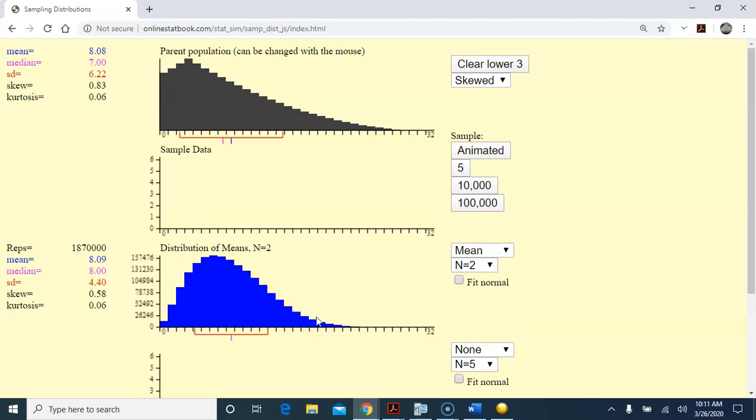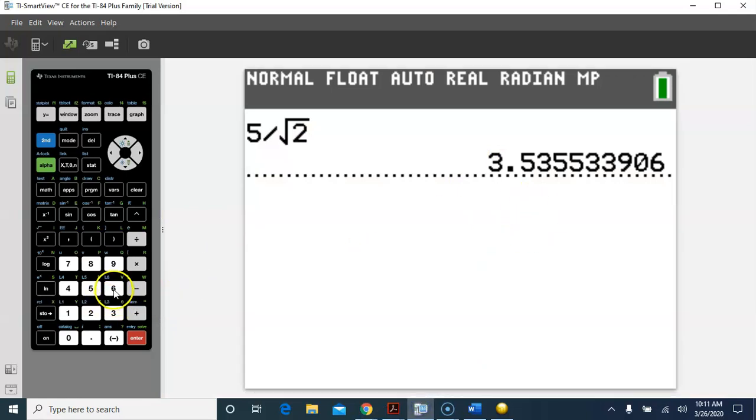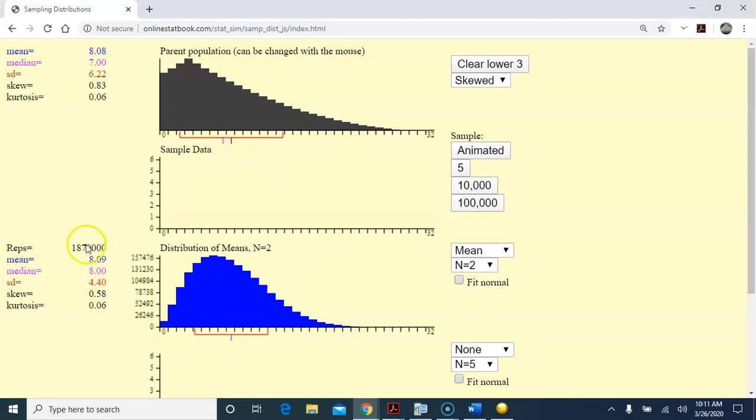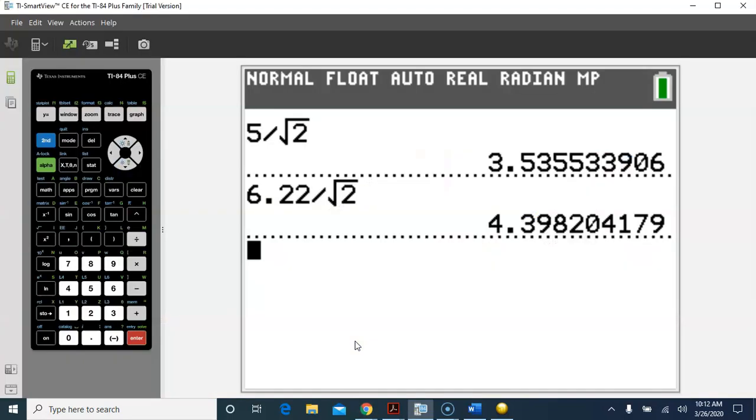Now notice the other 2 formulas are still working. The mean of the population is 8.08. The mean of our x bars is about 8.08. The standard deviation of the population is 6.22, and 6.22 divided by radical n is 4.39, basically 4.4. And so the standard deviation of our x bars is 4.4. So those 2 formulas are still working, but because the population is skewed to the right, the distribution of x bars is also skewed to the right. So that kind of kills us if we're attempting to use the normal distribution.